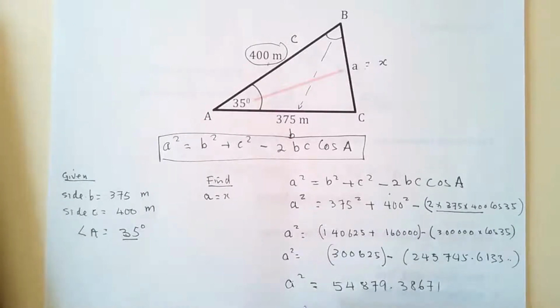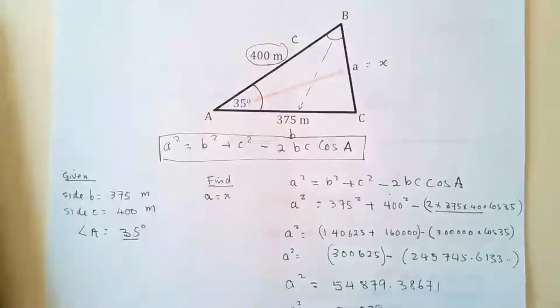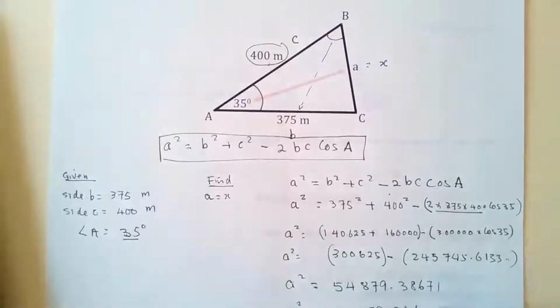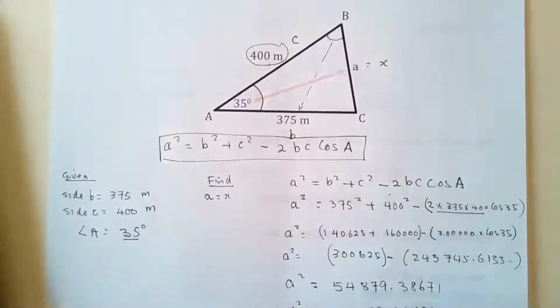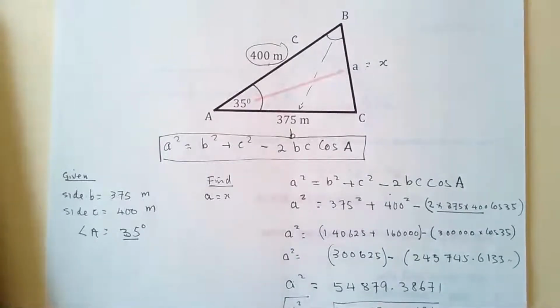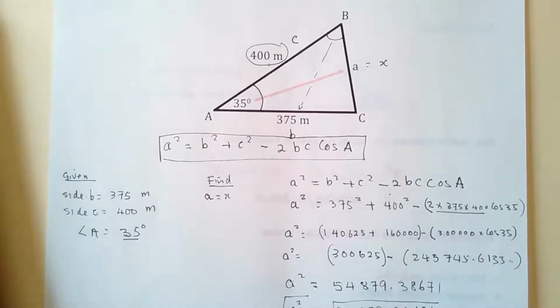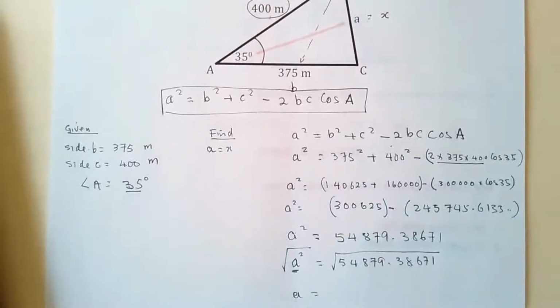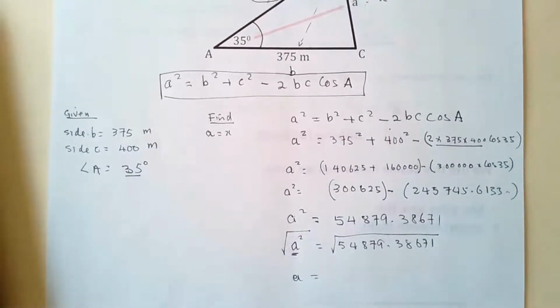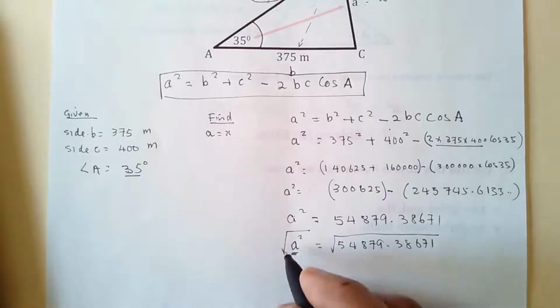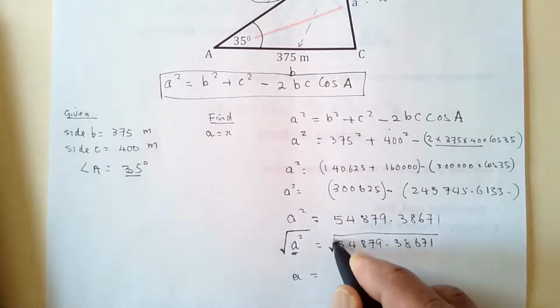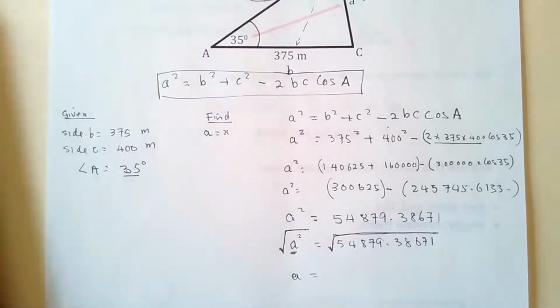To solve for a, we have to square root both sides. And this is the logic behind it. Square root both sides. The square root of anything to the power of 2 is the value a. So a. So I square rooted both sides of the equation.